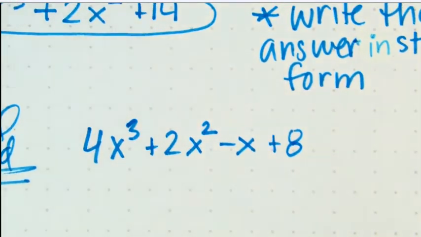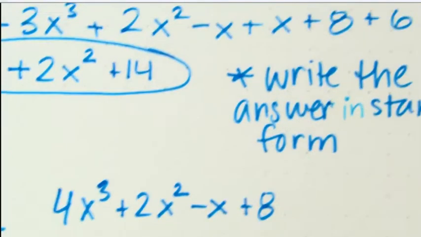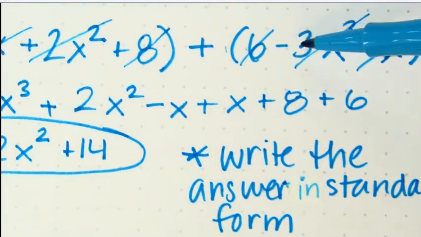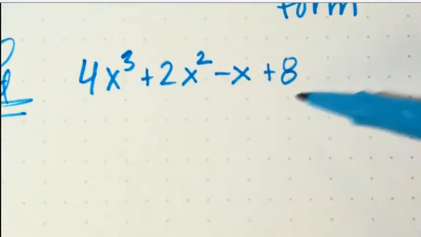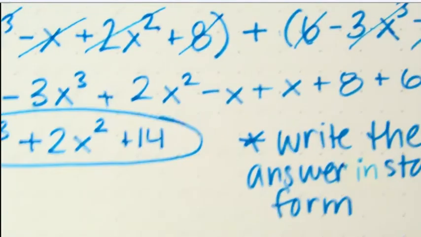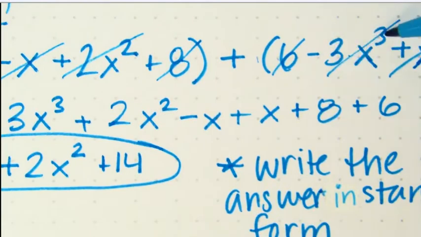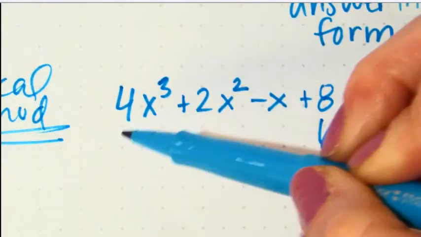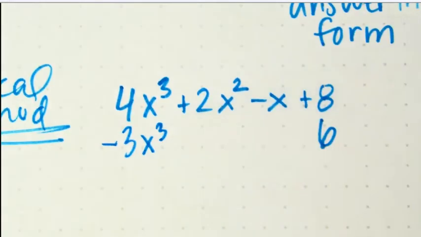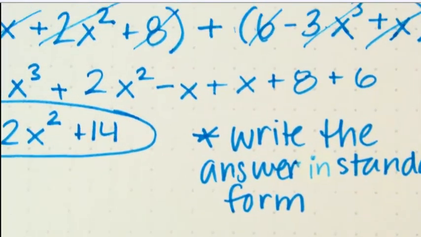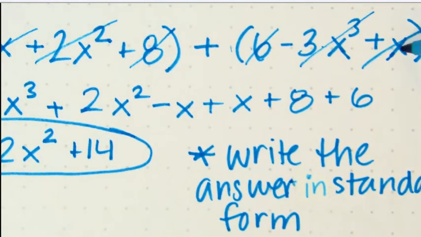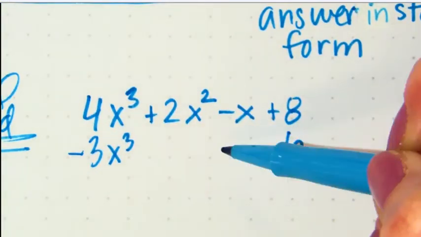And then I'm going to take that second expression and I'm going to line up the like terms. So 6 minus 3x to the third plus x. So I'm going to take the 6 and I'm going to line it up under the 8. And I'm going to take minus 3x to the third, and I'm going to line it up under 4x to the third. And I'm going to take plus x, and I'm going to line it up under minus x.